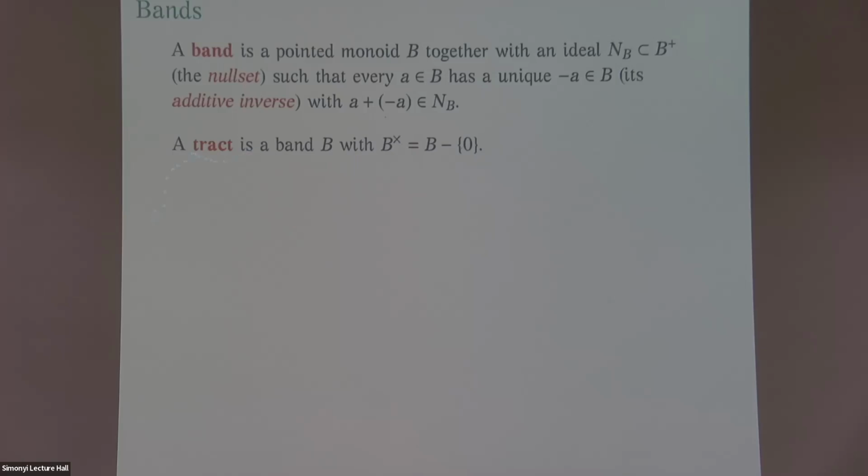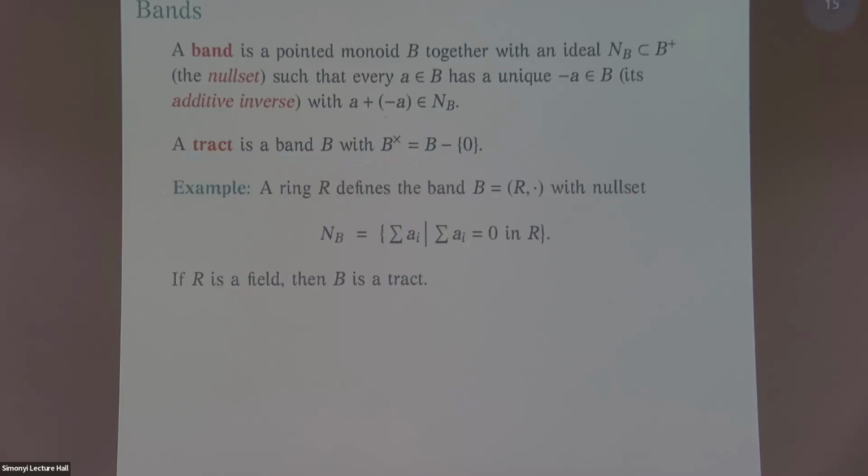A tract is something... so you should think of a band like a ring, and a tract is something like a field within the logic of bands. So this is simply a band such that the unit group is everything but 0. In particular, 0 is different from 1.